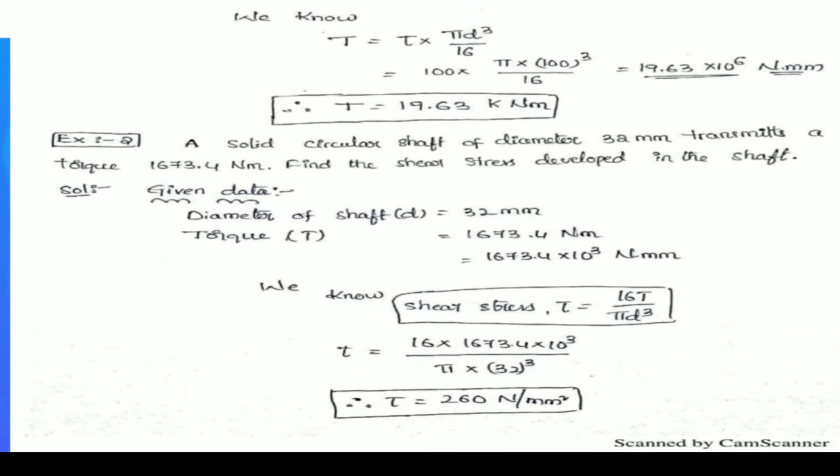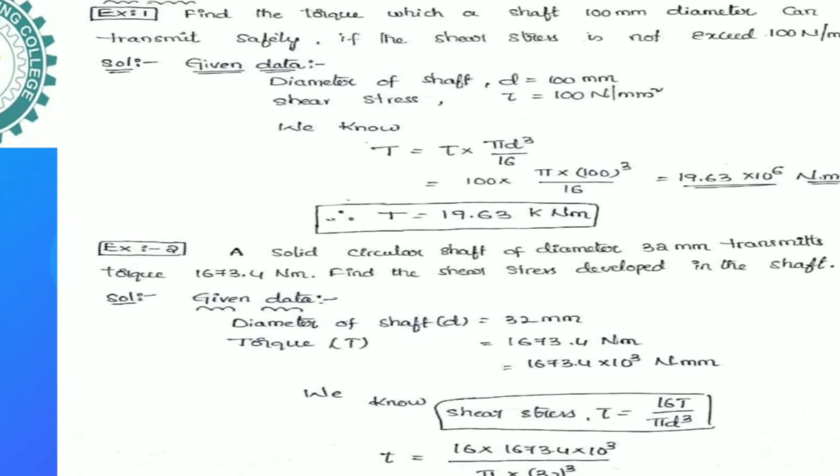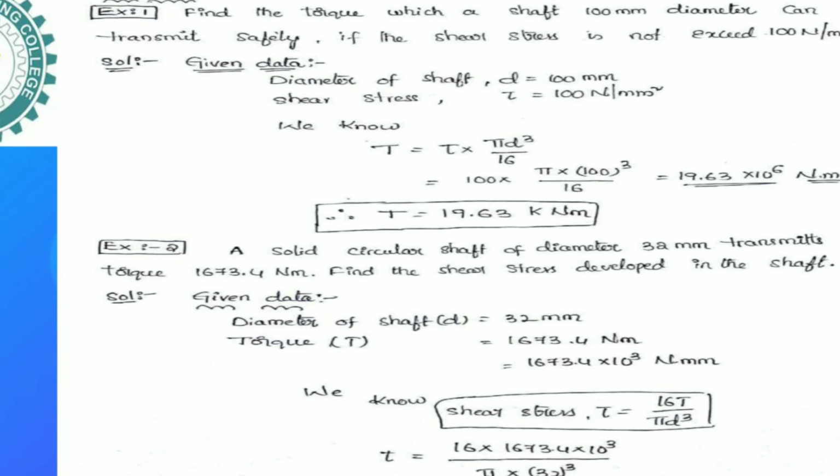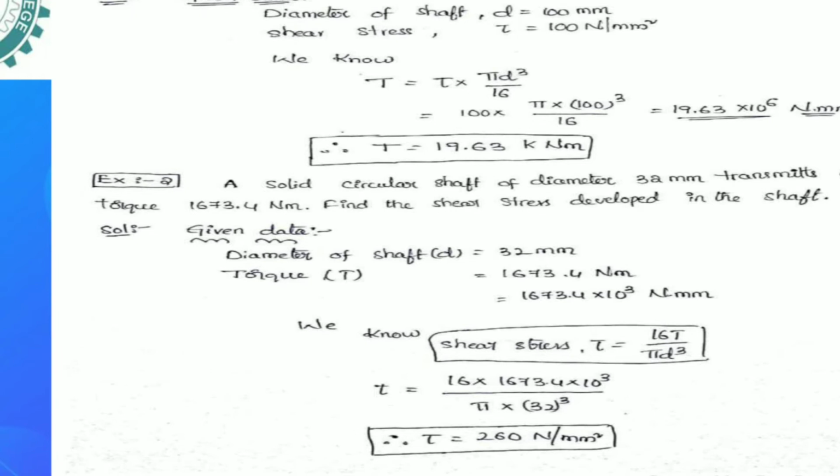What is the difference between the first problem and the second problem? In the first problem, shear stress and diameter are given. Finally, torque is found out. In the second problem, diameter and torque are given. Shear stress is found out. This is the difference between the first problem and the second problem.